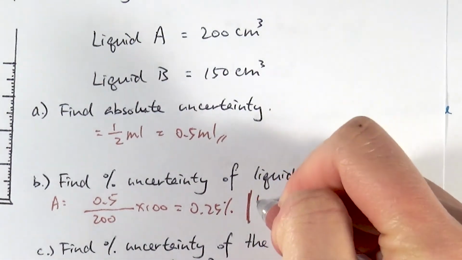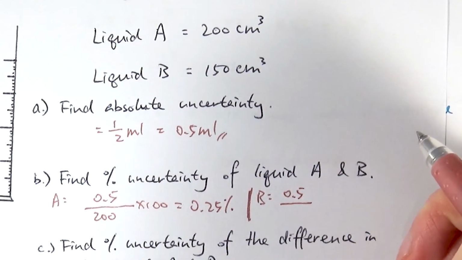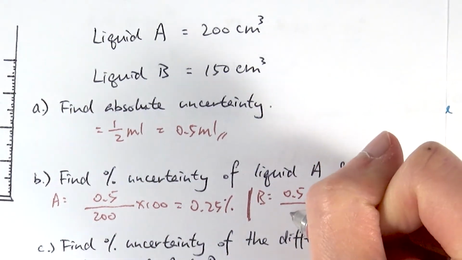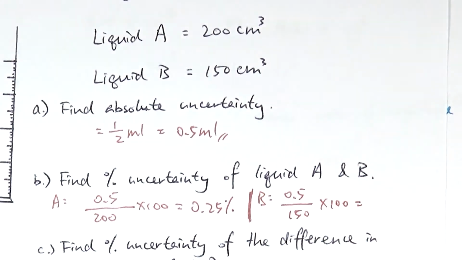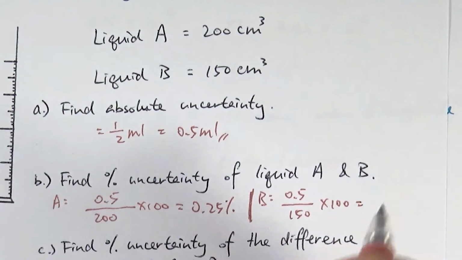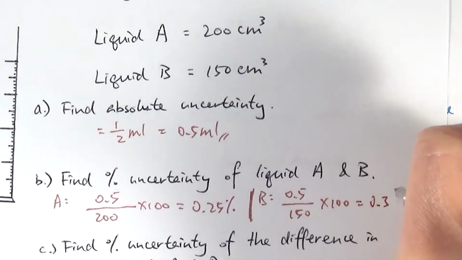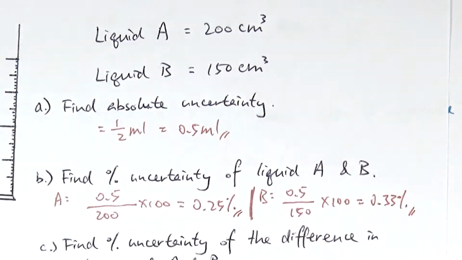Whereas for B, it's still the same absolute uncertainty, it's still 0.5, but my actual volume is 150. So the calculation would be slightly different. I just divide by 150, and then times it by 100, therefore it would be 0.3 recurring. So I'm going to say 0.33%, like so.